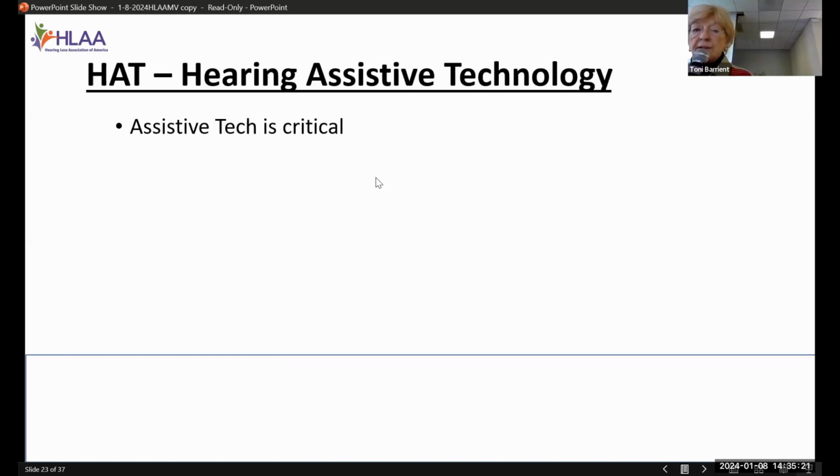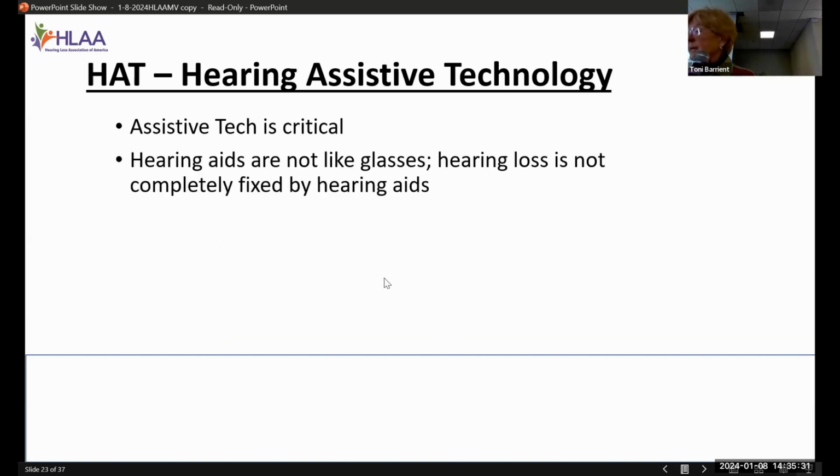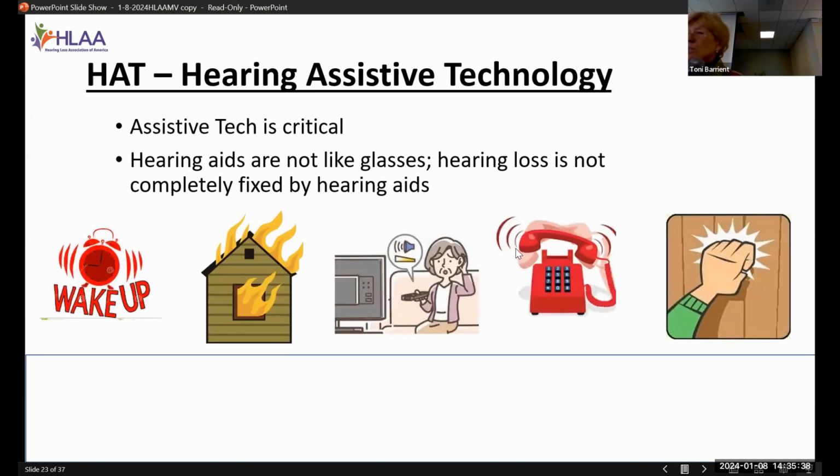Hearing assistive technology. So you could say that hearing aids are hearing assistive technology, but again, we're not talking about hearing aids. So assistive tech is really critical. Hearing aids are not like glasses. Hearing loss is not completely fixed by hearing aids. So there are amplified alarm clocks that can wake you up. They can be screaming loud. They can actually have a bed shaker so that your bed will shake when the alarm goes off, especially if you're a sound sleeper. If I take off my cochlear implant and my hearing aid, I would not hear a screaming alarm. That's me. Smoke alarm. If you didn't have your hearing aids on, would you hear your smoke alarm?